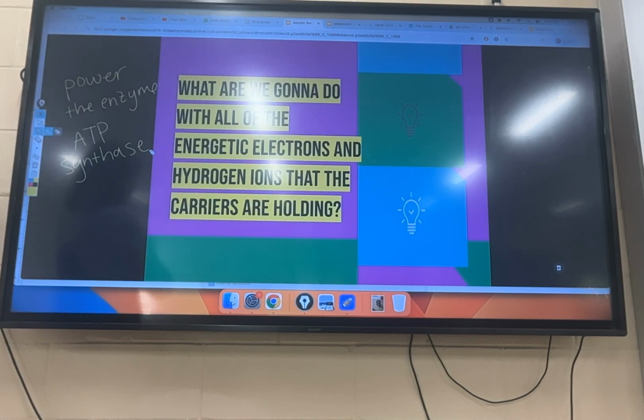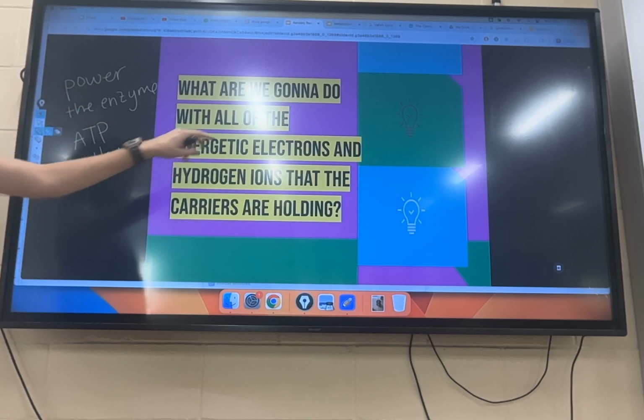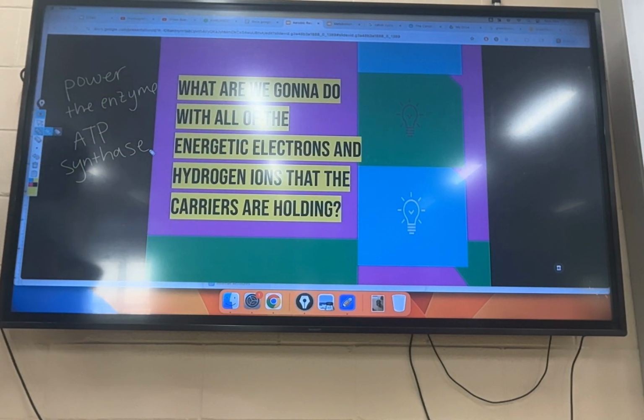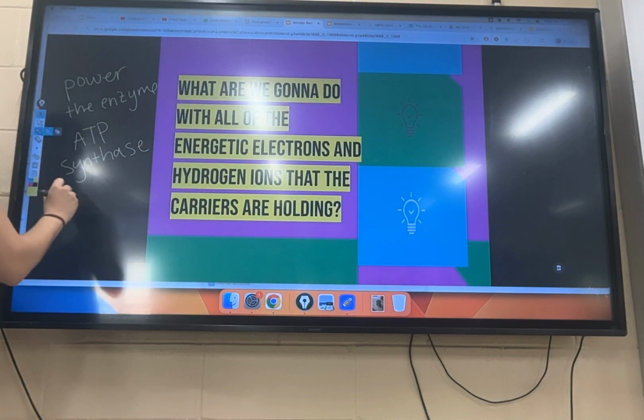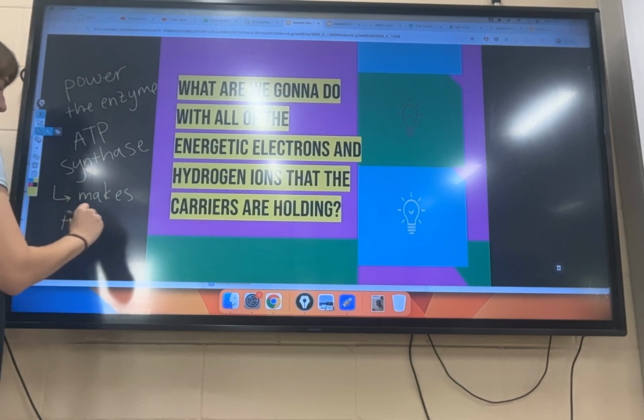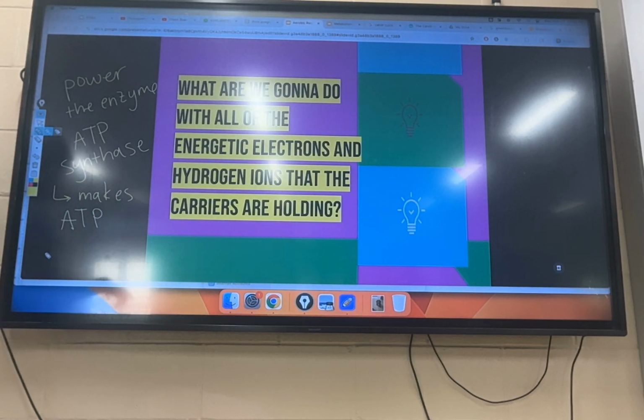So the process of the electron transport chain is kind of complicated. What I want you to get from this, I do not expect you to understand the entire process and exactly how it works. What I want you to get from this is essentially this. The energy that the carriers are taking to the last step is going to power the enzyme ATP synthase, which makes ATP. Okay, so the electrons power the enzyme.